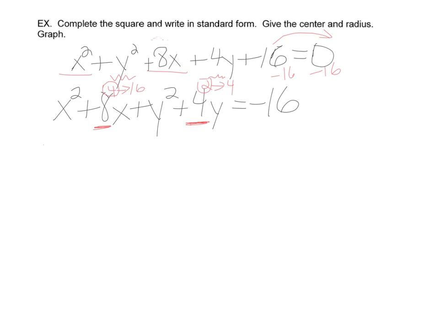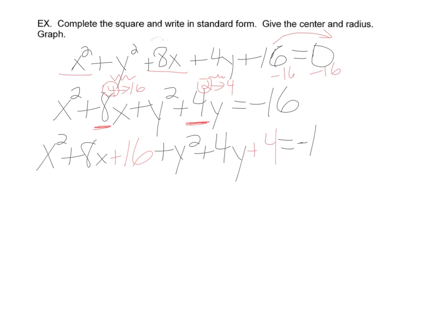So now we have x squared plus 8x, and then I write plus 16 plus y squared plus 4y plus 4. And whatever you do to one side of an equation, you have to do to the other. So since I added 16 and 4 on the left, I have to add 16 and 4 on the right.